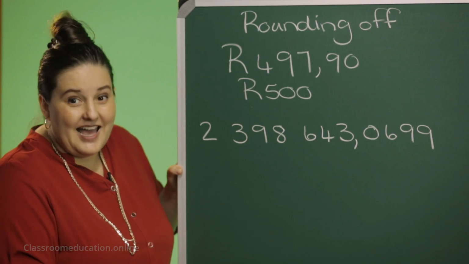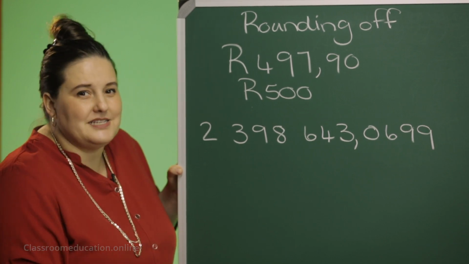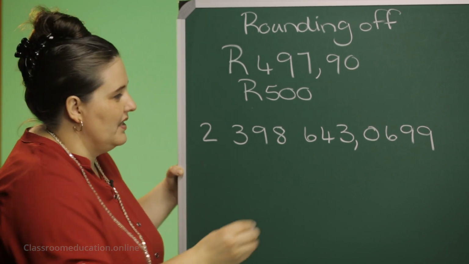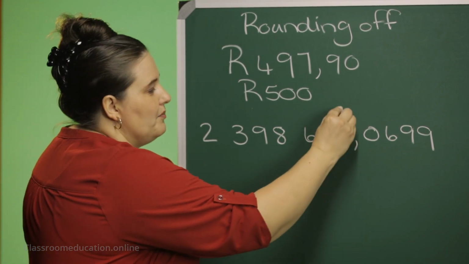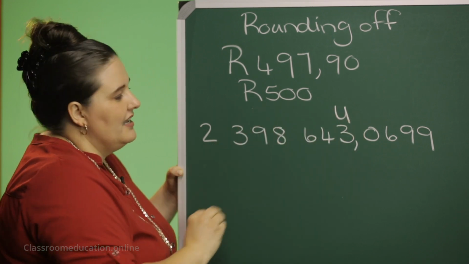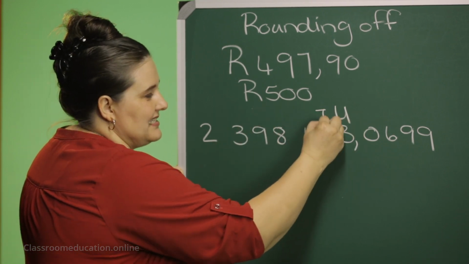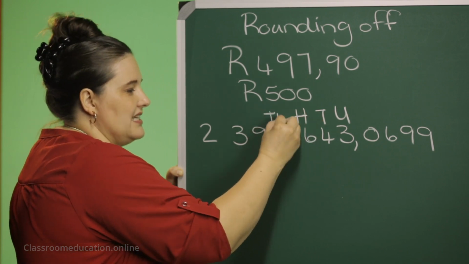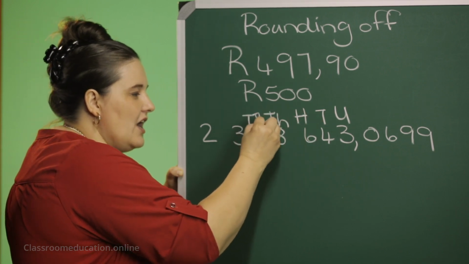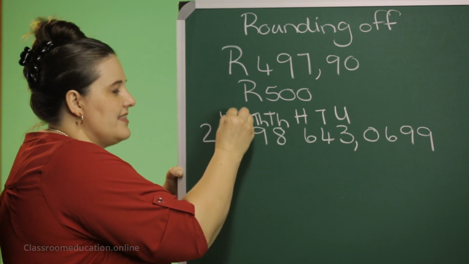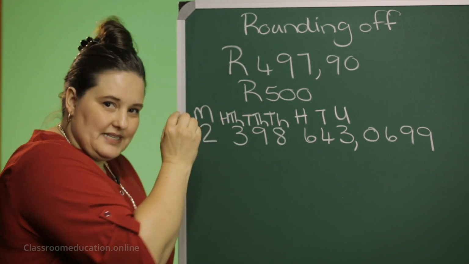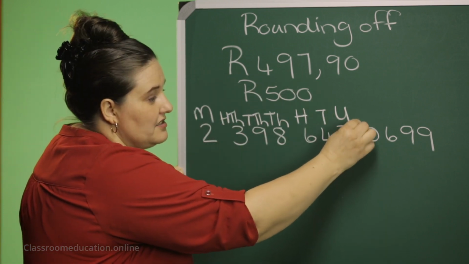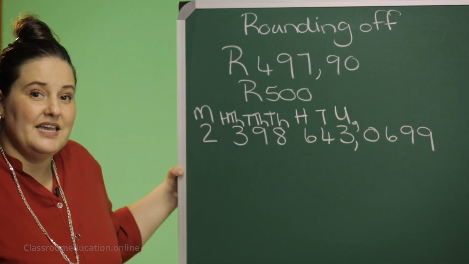2,398,643.0699. I said you should think about place value. So let's see if we can put our place values there. The 3 will be the units. The 4 is tens, then we get hundreds, then thousands, 10,000s, 100,000s, and the millions. And on the right-hand side of the comma, what is the first place value there?